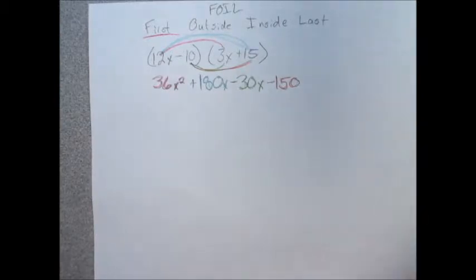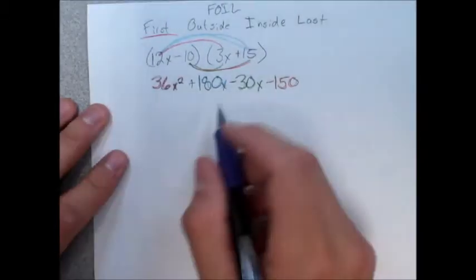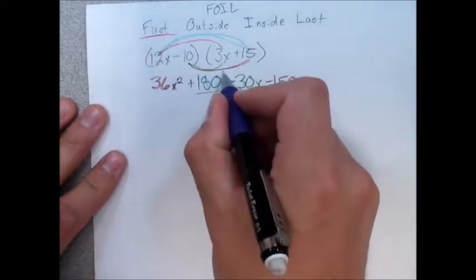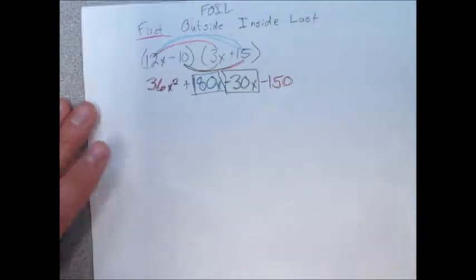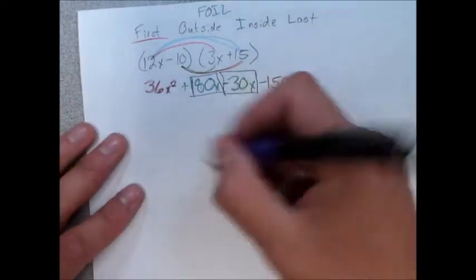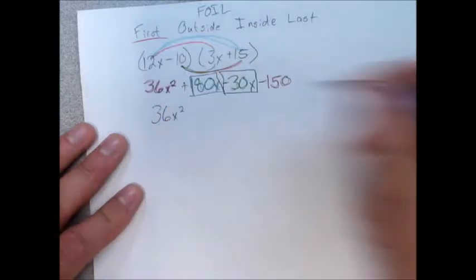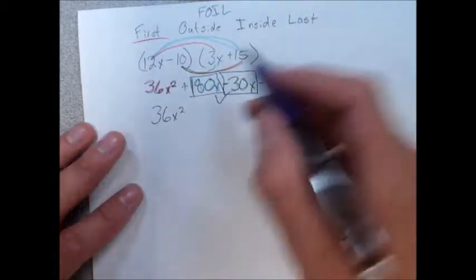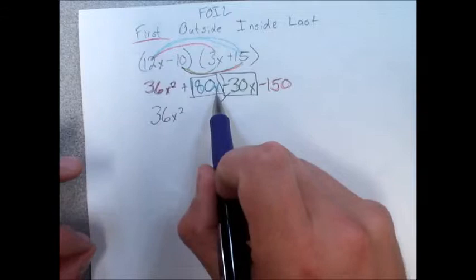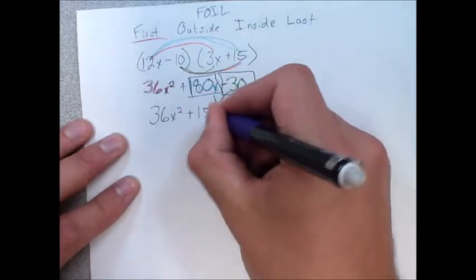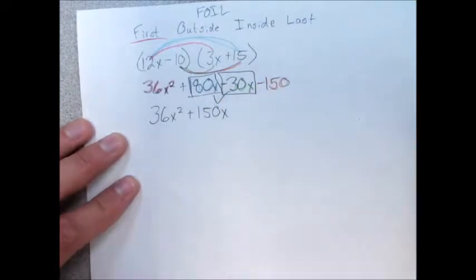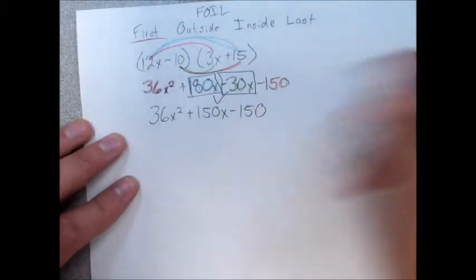Okay, so from here, I combine what I can combine that is alike. So like terms is what I'm combining. Okay, so I look at these and I say, okay, 180x and negative 30x are the same, and that's it. Everything else has a different last name, so I'm just going to copy straight down. 36x squared, I just copied that one straight down. This one is a 180 minus 30, so I get 150 positive, right? 150x minus 150 at the bottom on the back.